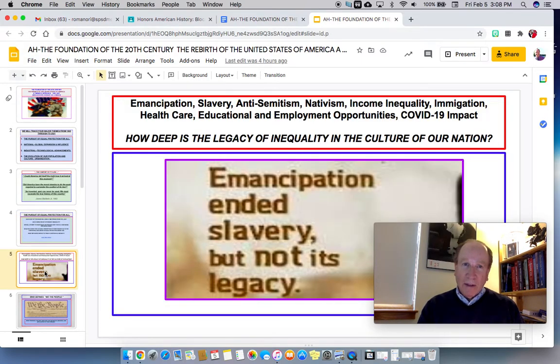This slide mentions emancipation ended slavery, but not its legacy. And then we talked about how slavery really is just part of the issue.